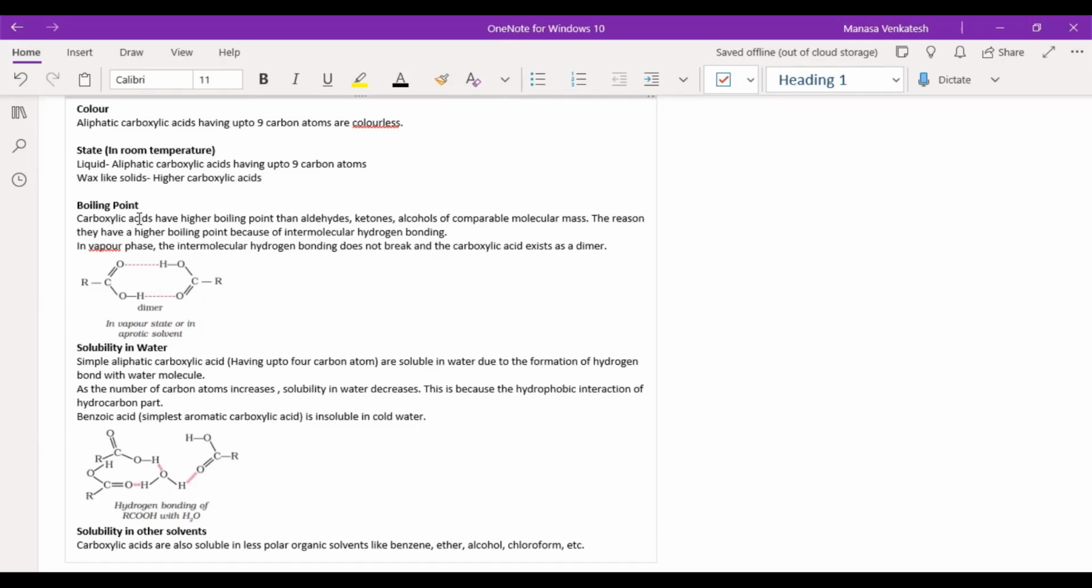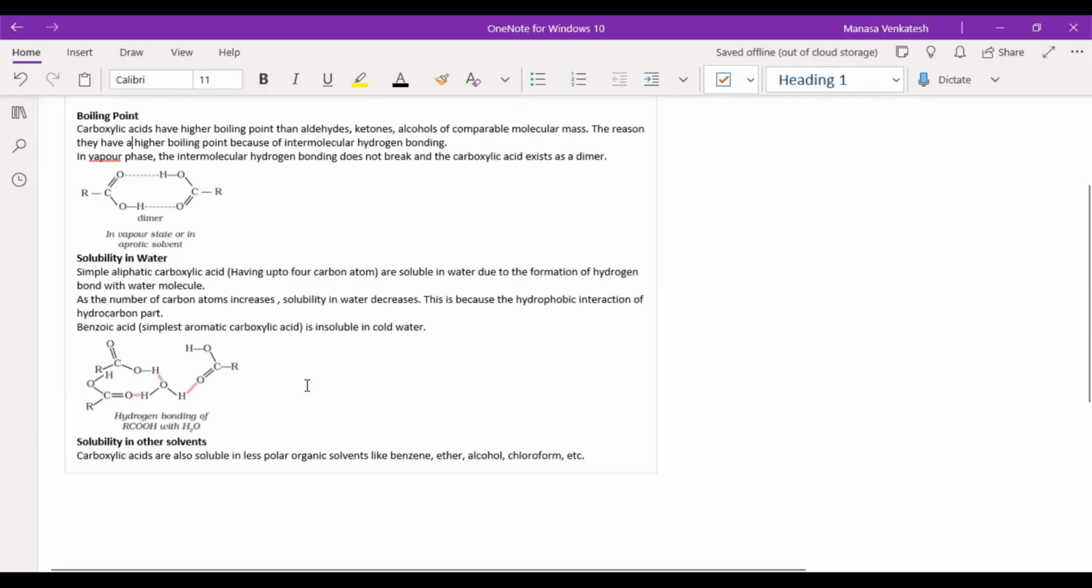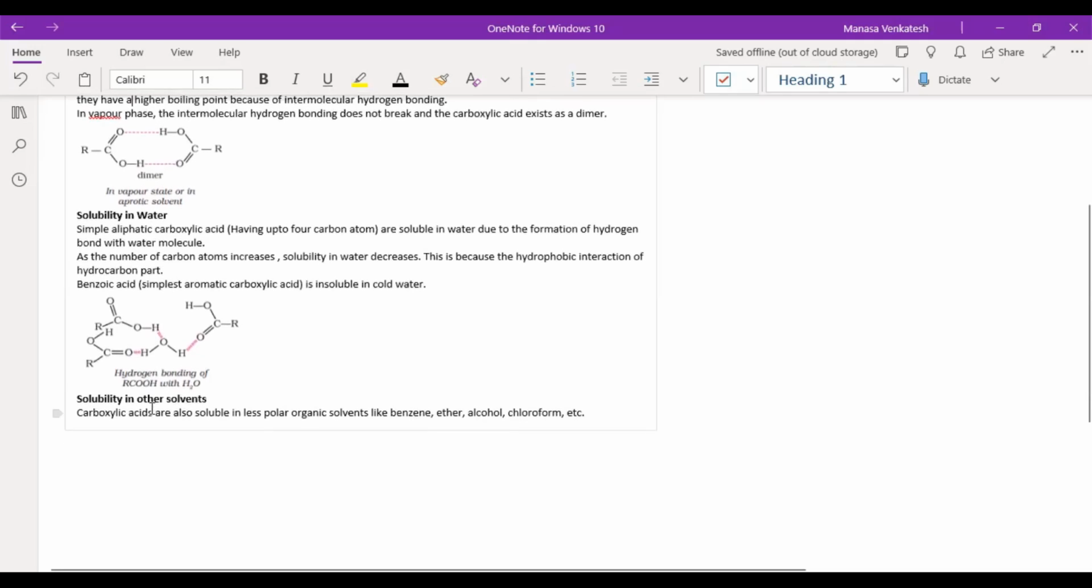Now, when the number of carbon atoms increases, there will be a decrease in solubility because of the hydrophobic interactions. Benzoic acid, which is the simplest aromatic carboxylic acid, is insoluble in water. So this is the hydrogen bond with water molecules. The next is solubility in other solvents. They are also soluble in solvents like benzene, ether, alcohol, and chloroform.